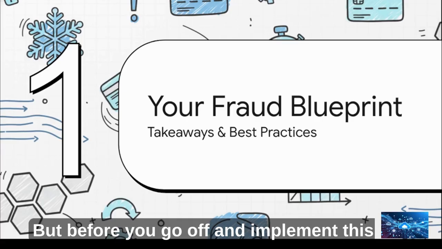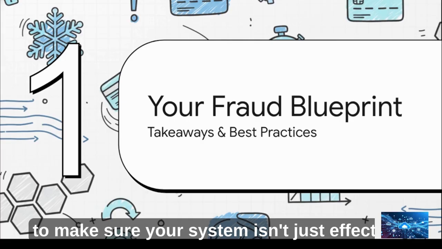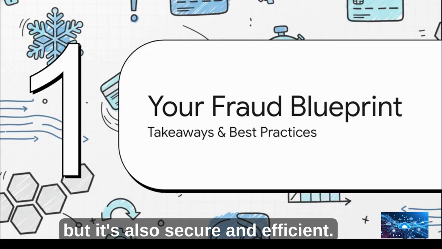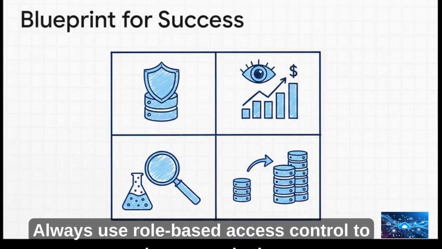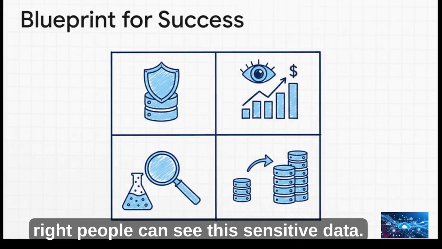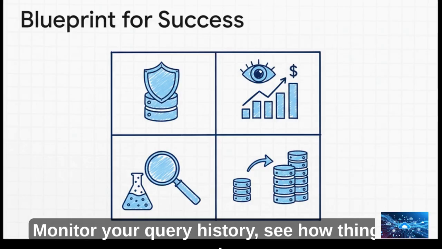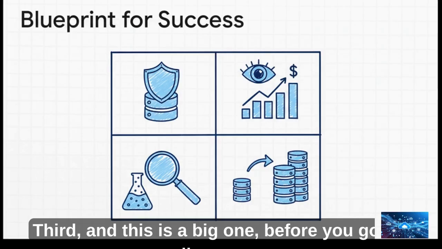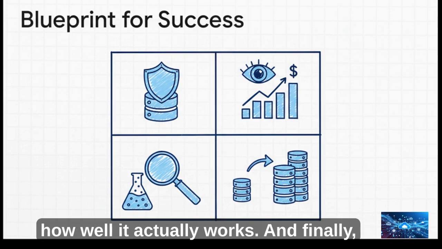But before you go off and implement this, let's just quickly cover a few key best practices to make sure your system isn't just effective, but it's also secure and efficient. First off, security is paramount. Always use role-based access control to make sure only the right people can see this sensitive data. Second, you want to keep an eye on performance and cost. Monitor your query history, see how things are running. Third, and this is a big one, before you go live, test your model against some fake fraud data to see how well it actually works.